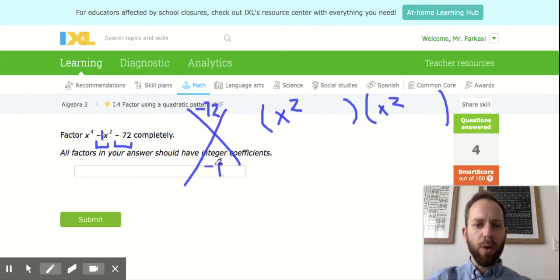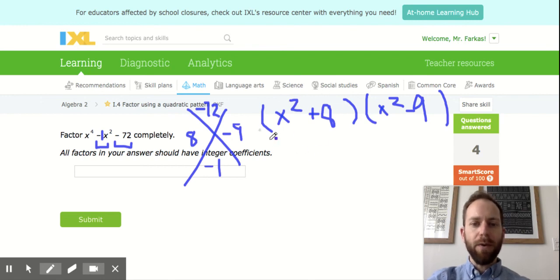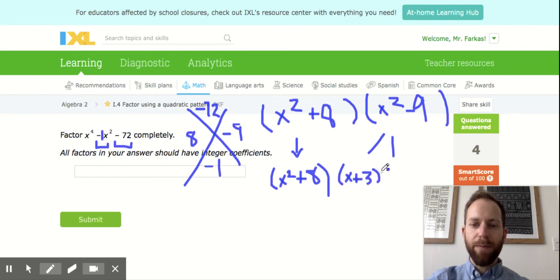Let's see, the two numbers that are 1 apart that make -72 are 8 and 9. And since this is negative, when you add them together, you need the larger one to be negative, right? -9 plus 8 makes -1, and if you multiply them, you get this. So the two numbers that go here are +8 and -9. Now this first term right here, this binomial doesn't follow that pattern, right? But this one does. So this x squared plus 8 is already factored as much as it'll go. But this will break down into x plus 3 times x minus 3, as we saw in our last problem.